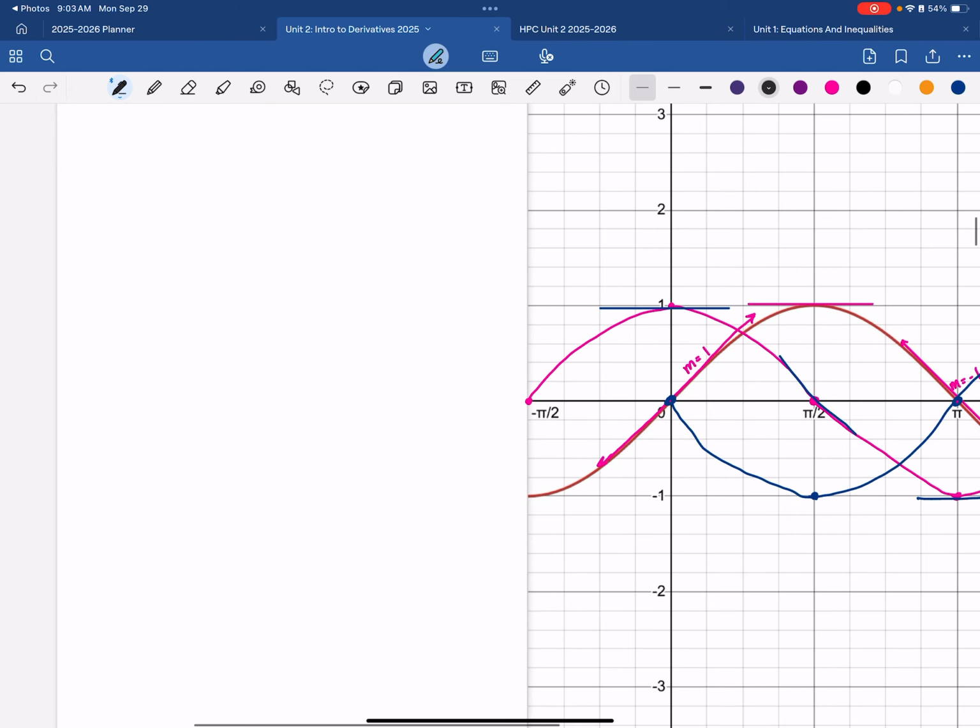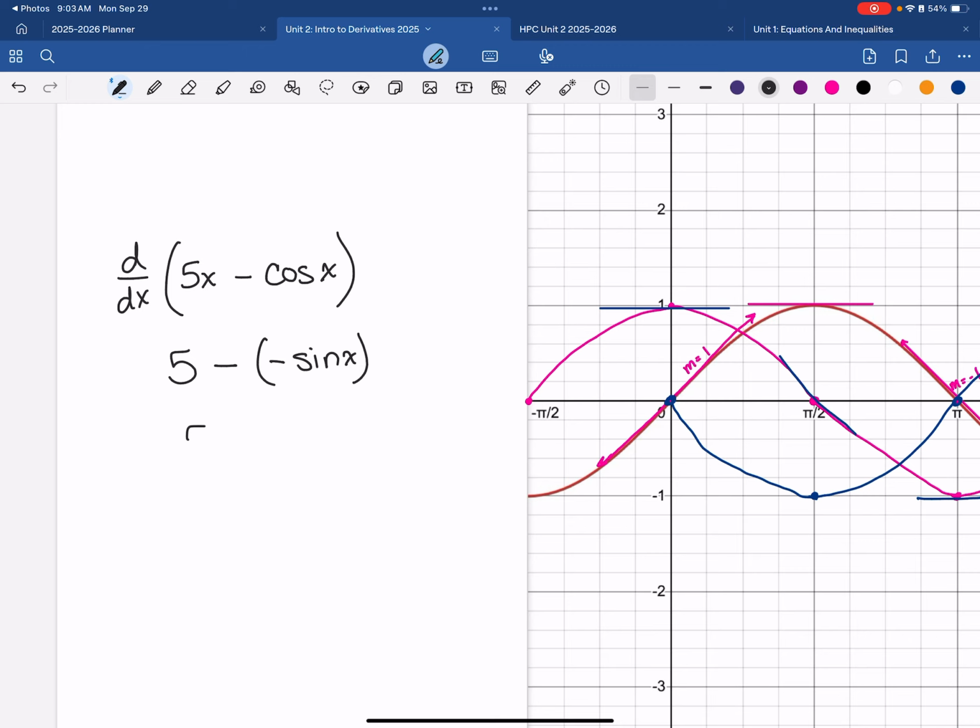All right, so again, you don't need to write this down, but I just want to give you an example. If I were to take the derivative with respect to x of 5x subtract cosine of x, I would take the derivative of 5x, which would just be 5, and now I'm taking the derivative of cosine x. So I'm subtracting the derivative of cosine x, which is a negative sine of x, so I'd be subtracting a negative sine of x, so I would end up with 5 plus sine of x.